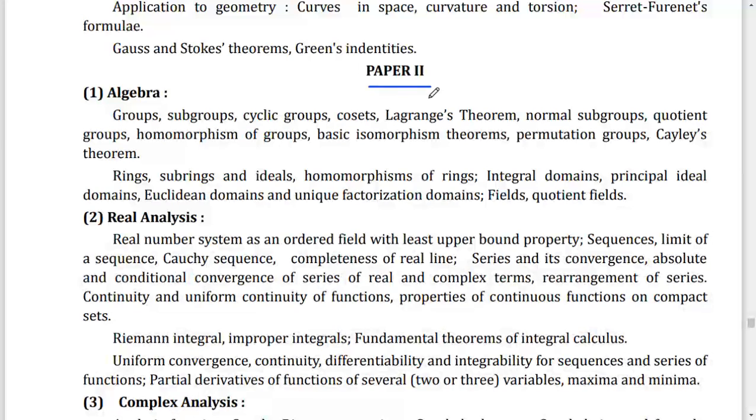Paper 2. 1. Algebra. Groups, subgroups, cyclic groups, cosets, Lagrange's theorem, normal subgroups, quotient groups, homomorphism of groups, basic isomorphism theorems, permutation groups, Cayley's theorem, rings, subrings and ideals, homomorphisms of rings, integral domains, principal ideal domains, Euclidean domains and unique factorization domains, fields, quotient fields.